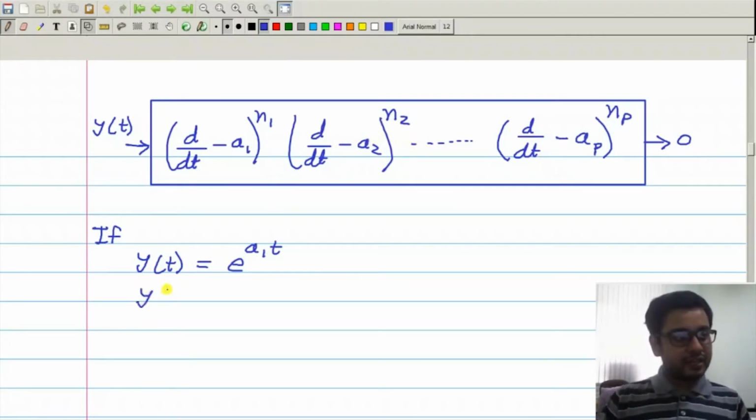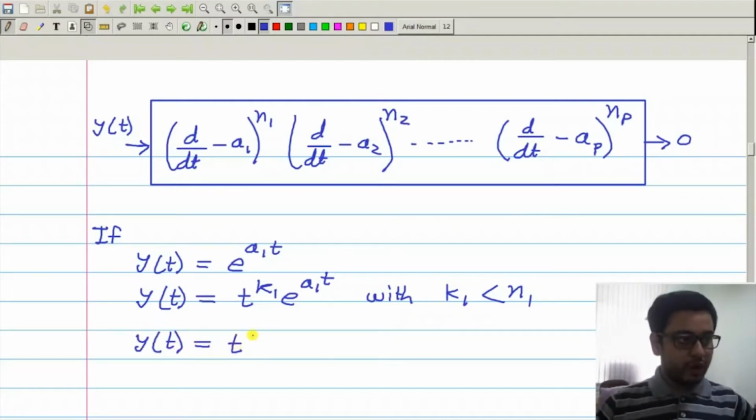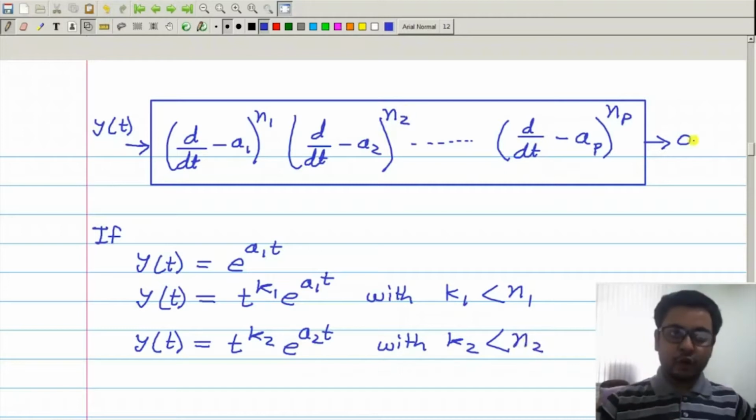Similarly, if you take, say, t to the power k multiplied by e to the power a1t, call it k1, with k1 less than n1, then also you shall get 0, because this term when it acts on this signal gives 0. Similarly, if you take y(t) equal to t to the power k2 e to the power a2t, with k2 an integer less than n2, then also you shall get 0.